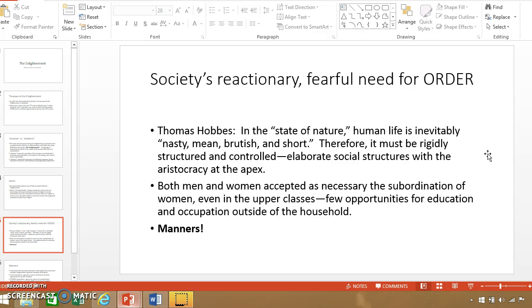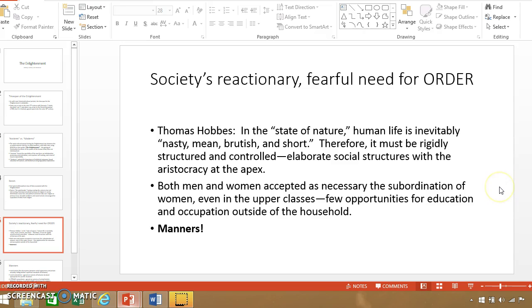In other words, people are just animals when you get down to it. Therefore, they must be rigidly structured and controlled. People need laws to whip them into line. Otherwise, well, they simply will not behave. You need elaborate social structures, but it was prejudicial towards, it prejudiced the aristocracy. So therefore, this idea would become an apology, an excuse for the existence of the aristocracy.